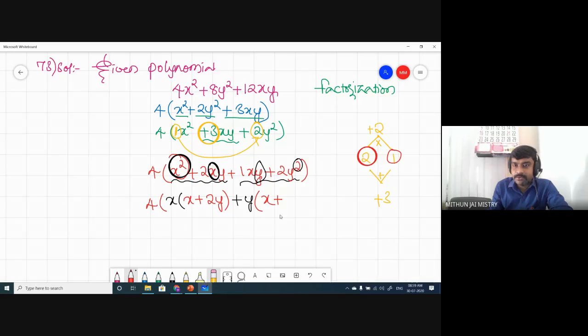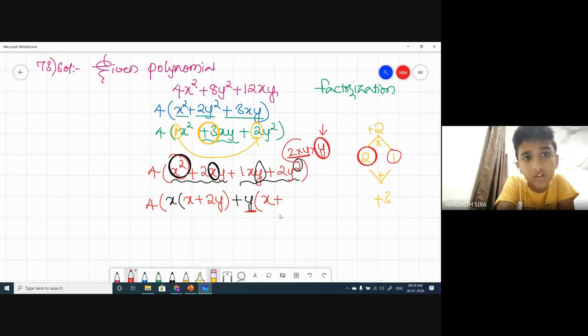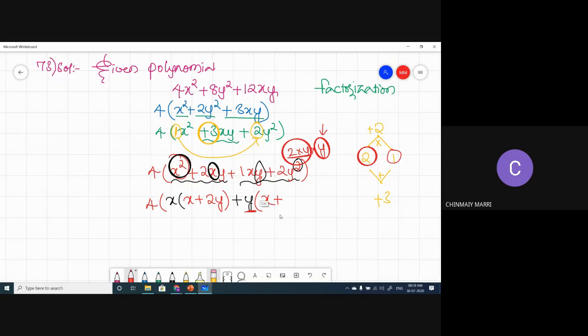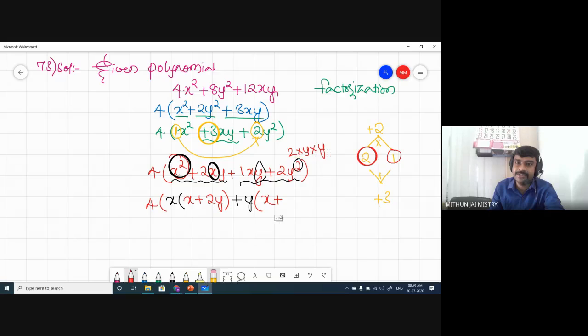2y into y. 2y square means what? 2 into y into y. So here 1y is gone. So what is left, children? Y is gone here. 1y is gone outside as common, no? Yes, 2y. So 2y is left here. So I can write here 2y.